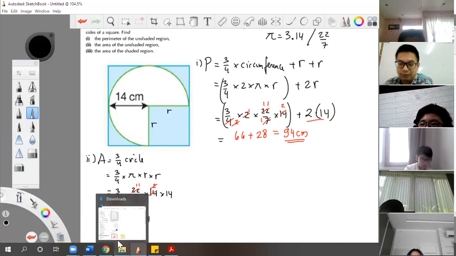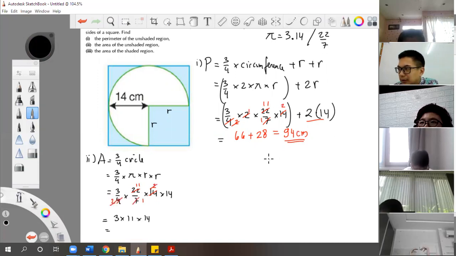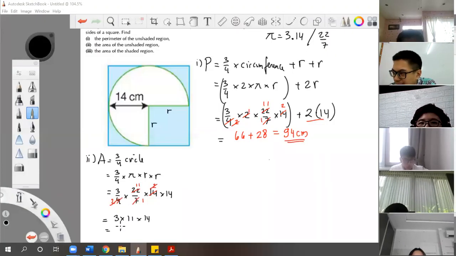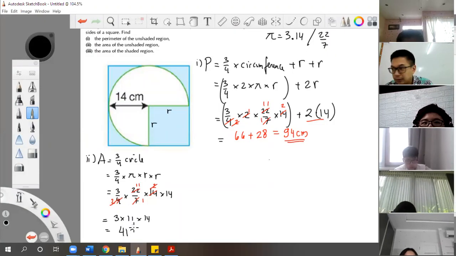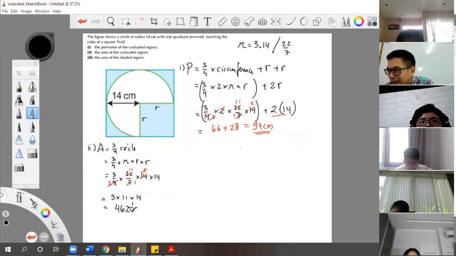Ayo hitungin satu orang. Bentley hitungin. Bentley, calculate. 3 times 11 times 14, Bentley. 462. I don't know whether it's right or wrong, but if you use calculator, udah beres pasti. cm square. Thank you. Beres ya.